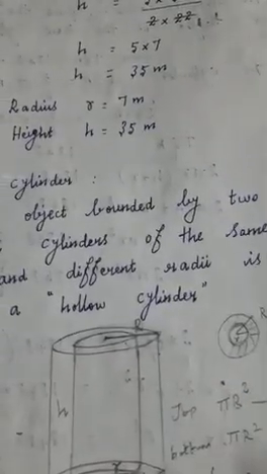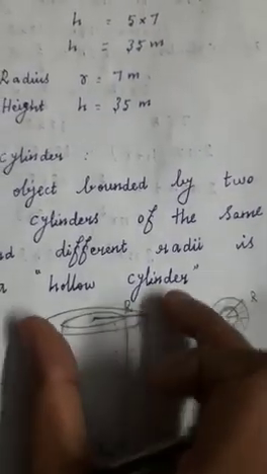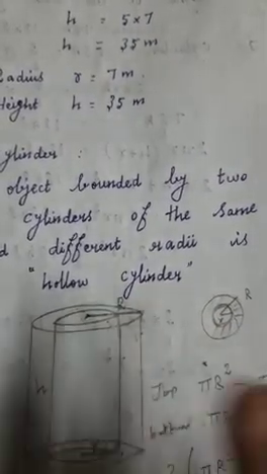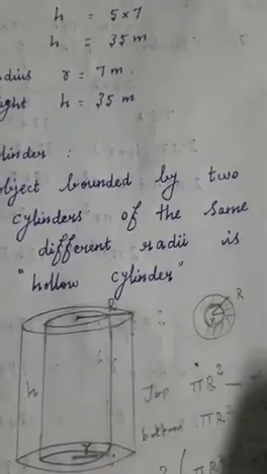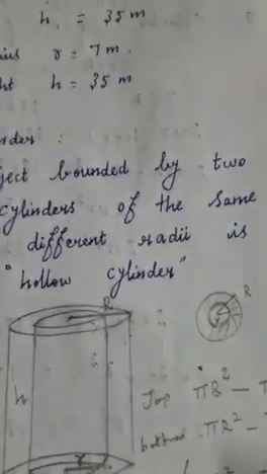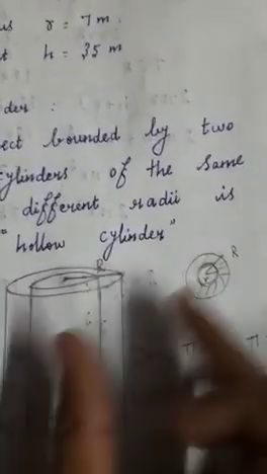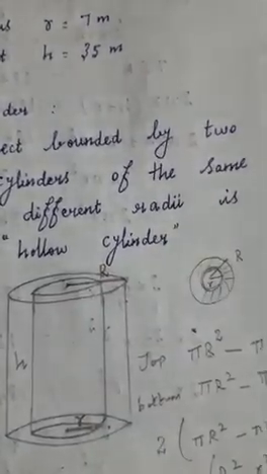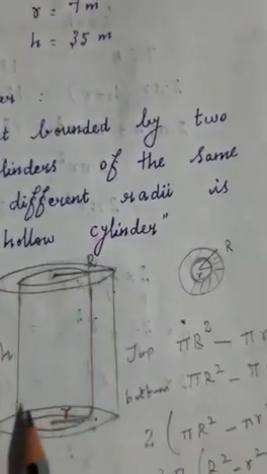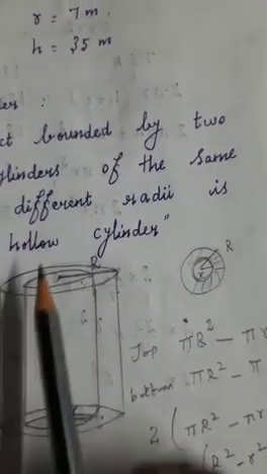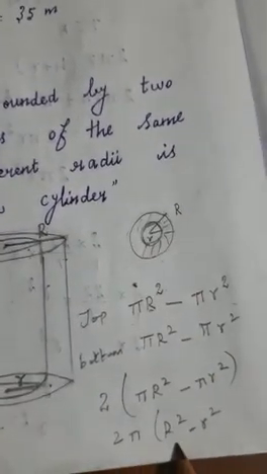When you take CSA, you know that the outside part also comes. The same right circular CSA formula you can use, and then take the difference of the radii. After that, TSA means which parts will come? This full part will come, that is CSA. Already we found the CSA of the hollow cylinder. The next one, TSA means the top part and this bottom part also we need to take. That looks like concentric circles. So that's why we derived this formula.